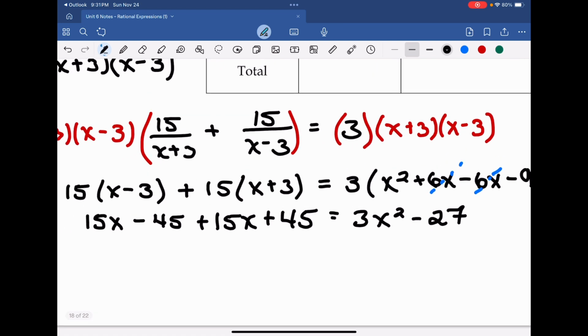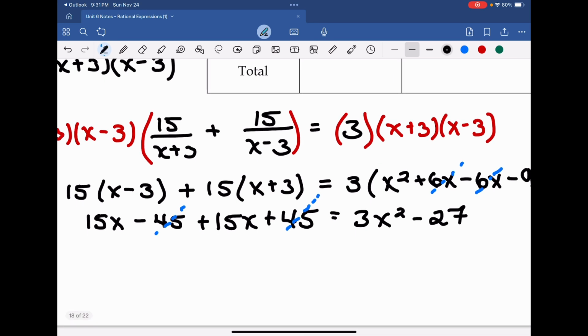Okay, now we want to make sure that this is a quadratic function, so I'm going to move all of the left-hand terms over. Before I do that, I can actually cancel out my 45's because they're plus and minus of the same thing, meaning they're opposite operations. Now, I have 30 total x's on the left-hand side. I'm going to move them across. This makes it 0 is equal to 3x squared minus 30x minus 27.